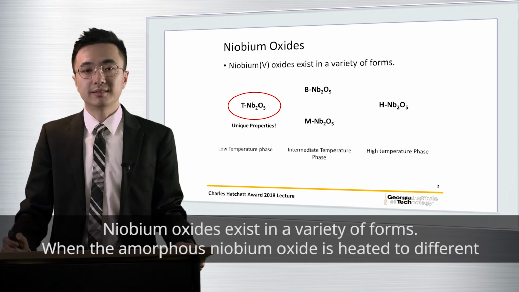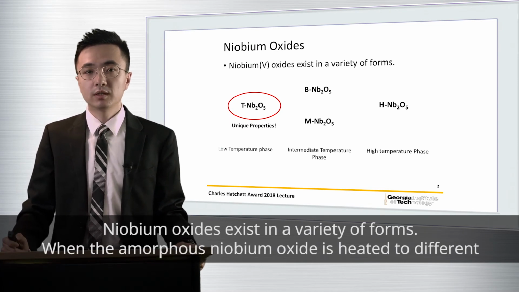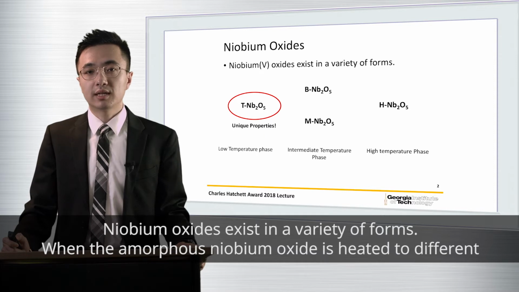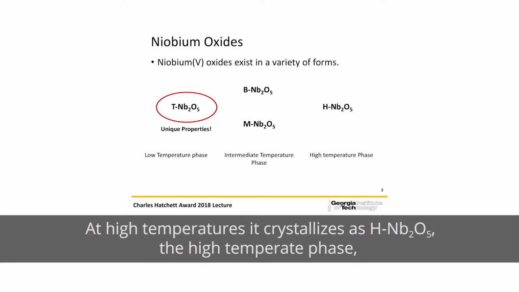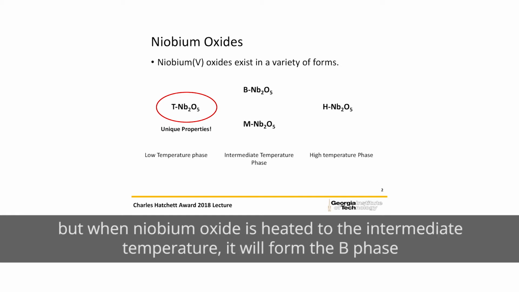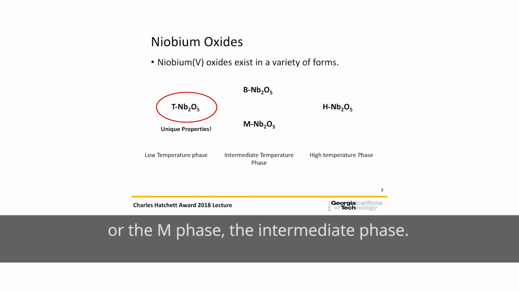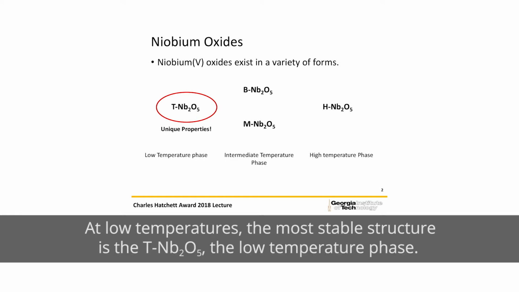Niobium oxides exist in a variety of forms. When the amorphous niobium oxide is heated to different temperatures, it will form different phases. At high temperature, it crystallizes as the H niobium oxide, the high temperature phase. When the niobium oxide is heated to the intermediate temperature, it will form the B phase or the M phase, the intermediate phase. At low temperature, the most stable structure is the T niobium oxide, the low temperature phase.